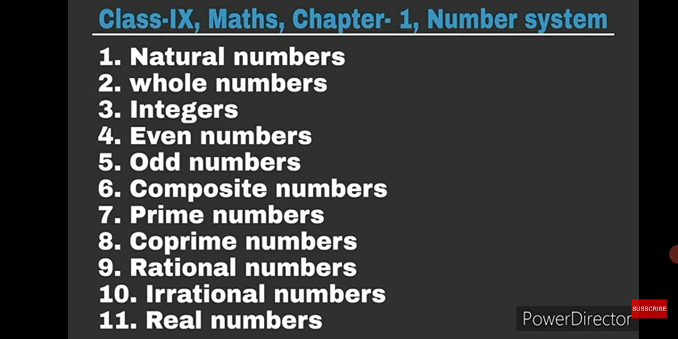In the number system, there are many varieties of numbers: natural numbers, whole numbers, integers, even numbers, odd numbers, composite numbers, prime numbers, co-prime numbers, rational numbers, irrational numbers and real numbers. Let's define them one by one.